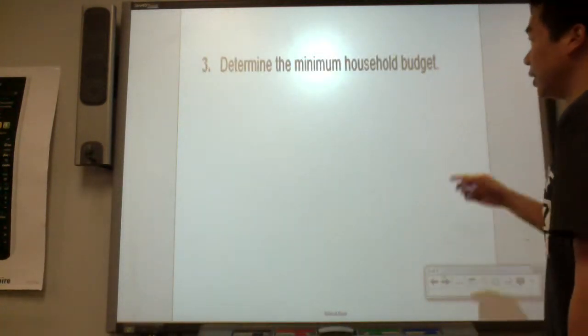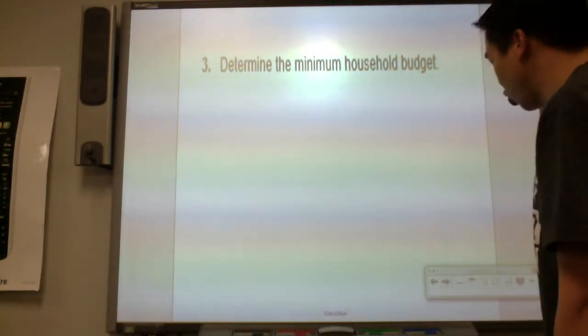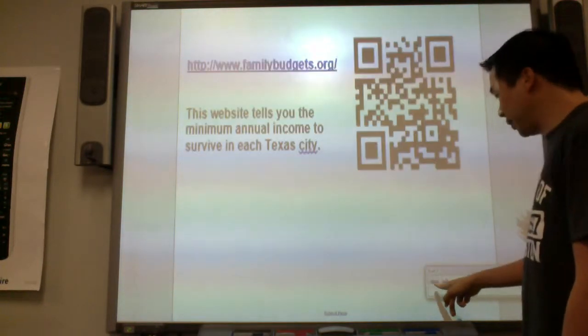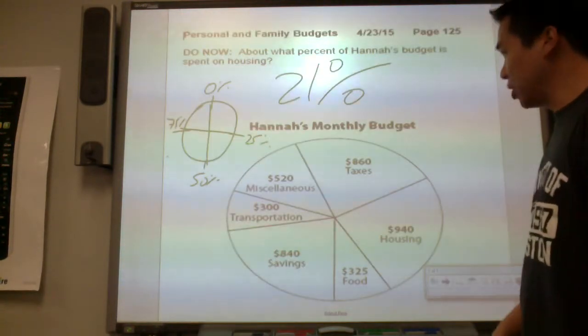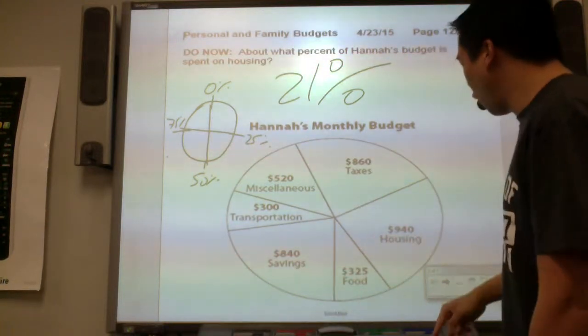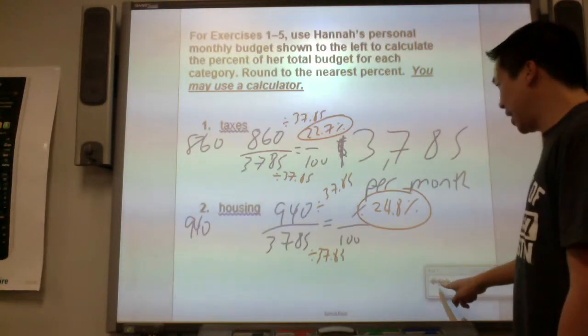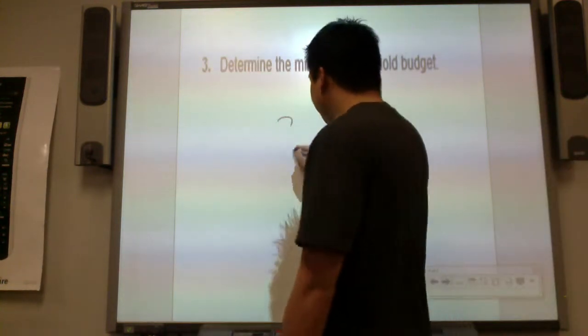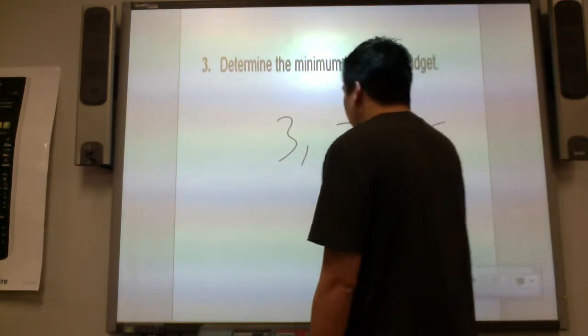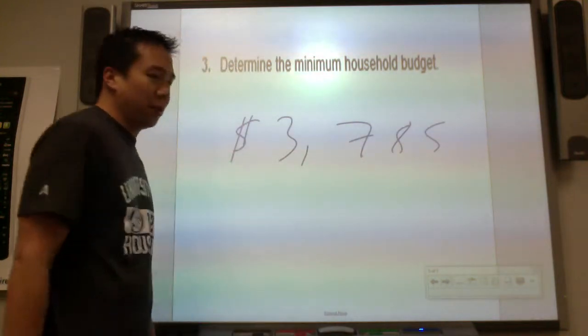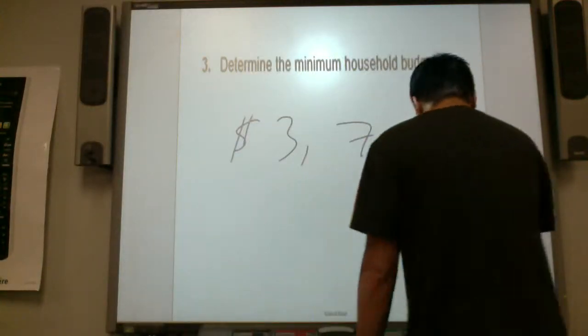All right, determine the minimum household budget. Well, we just did that already. The household budget, if you add up all these numbers, is $3,785. To survive on her budget, this is what she needs. $3,785.